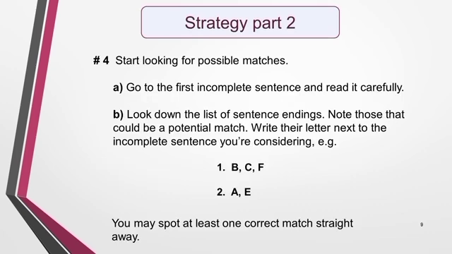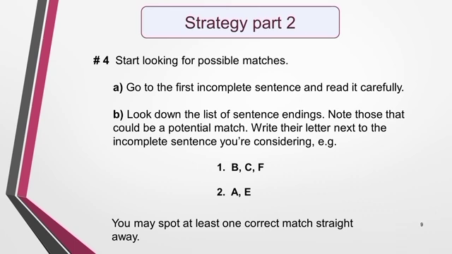Now start looking for possible matches. Many of the possible sentence combinations will clearly be wrong due to either meaning or grammatical structure. You can eliminate these immediately. Here's what to do. Go to the first incomplete sentence and read it carefully. Look down the list of sentence endings and note those that could be a potential match. Write their letter next to the incomplete sentence you're considering. For example, next to sentence 1, you might note that endings B, C and F are potential matches, while A and E might be possible matches for sentence 2.